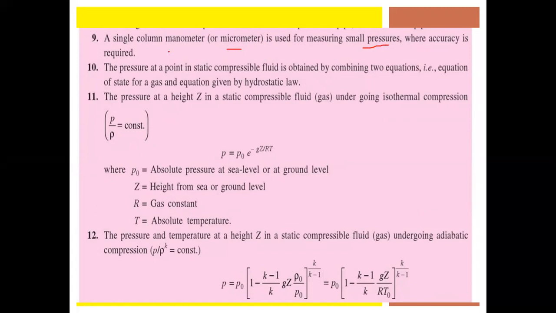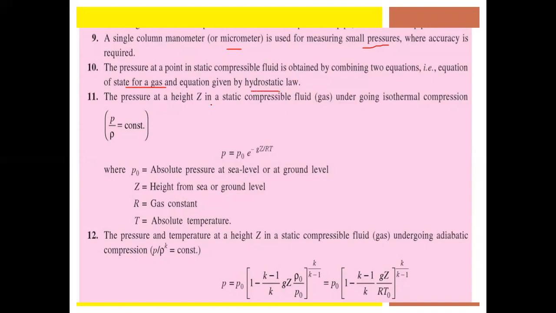Whenever we require specific accuracy, we are not using the normal manometer. In such cases we are using a special type of manometer, that is the micrometer type of manometer. Next. The pressure at a point in a static compressible fluid is obtained by combining two equations: the equation of state for gas and the equation given by the hydrostatic law.